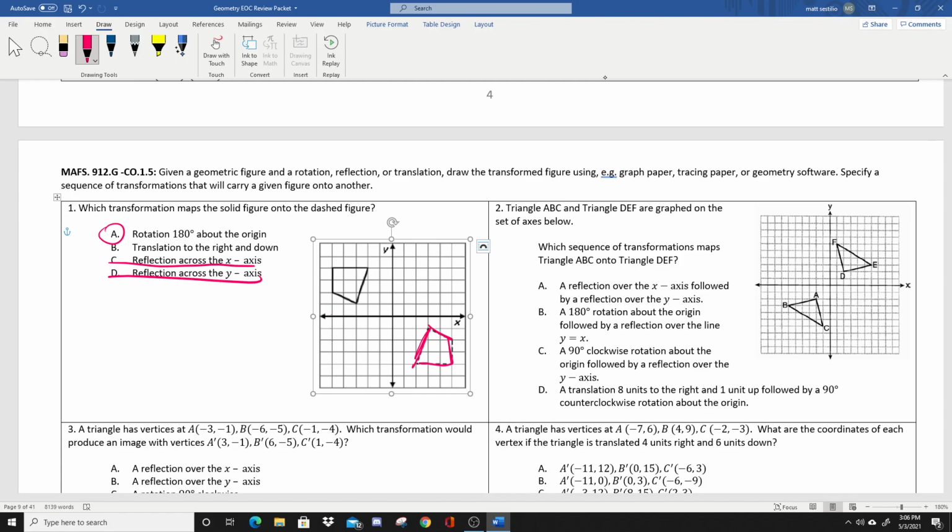Number 2 says triangles ABC and triangle DEF are graphed. Which sequence of transformations will make ABC go onto DEF? So reflection over the x-axis followed by reflection over the y-axis. So this point would go here, then here.